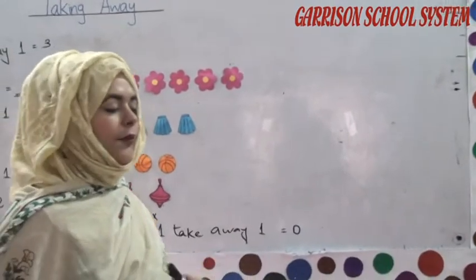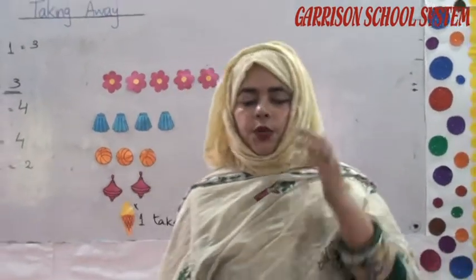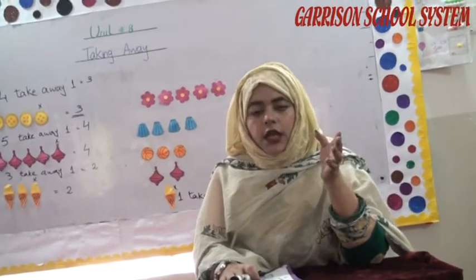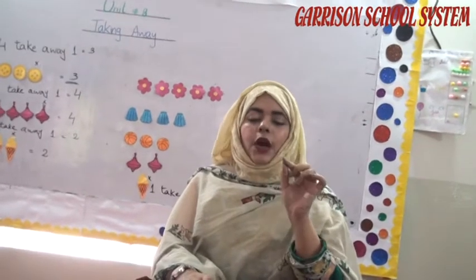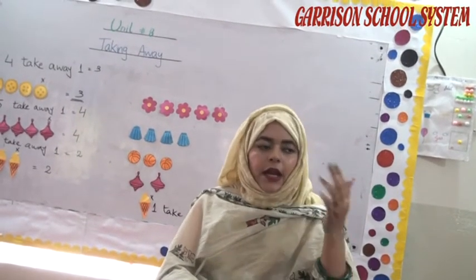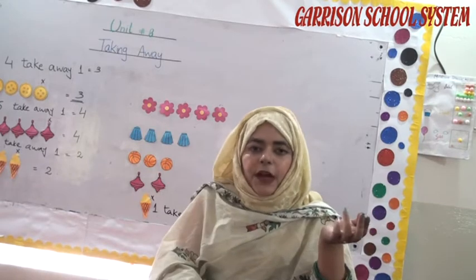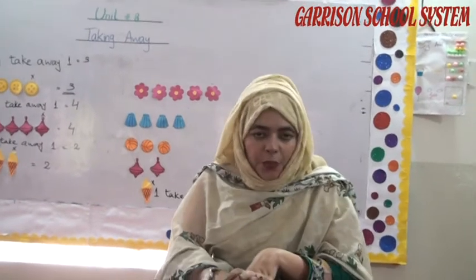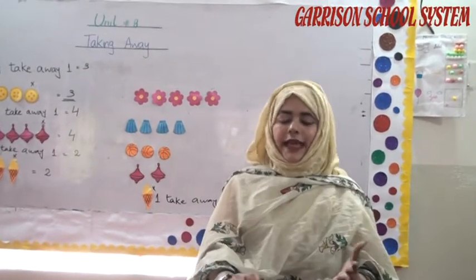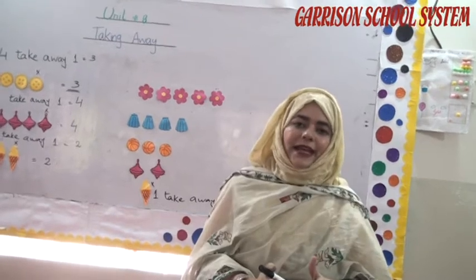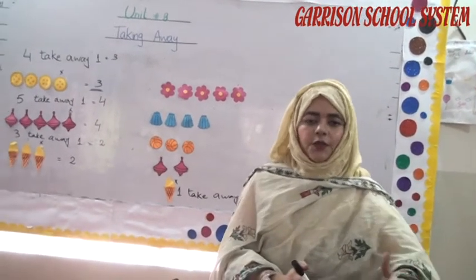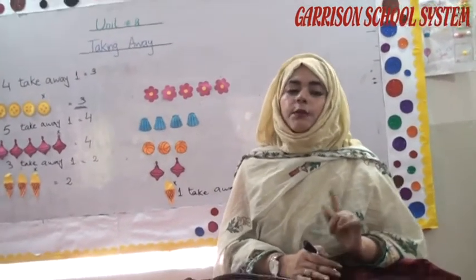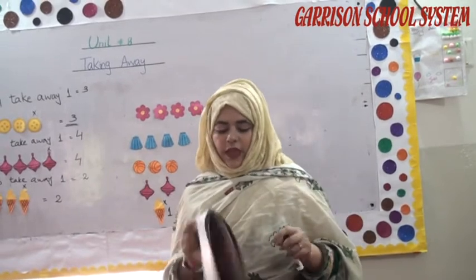If we take away, for example, you have 5 rupees with you in your hand and you give 2 rupees to your friend, how much are you left with? You are left with 3, right? If you give 2 to your friend, 3 will be left with you. But if you give 3 rupees to your friend, you will be left with 2 rupees. So this is how it goes. Like if you have 4 candies and you give 1 to your friend, 1 to your sibling, how much are you left with? You will be left with 3. So same is the case.